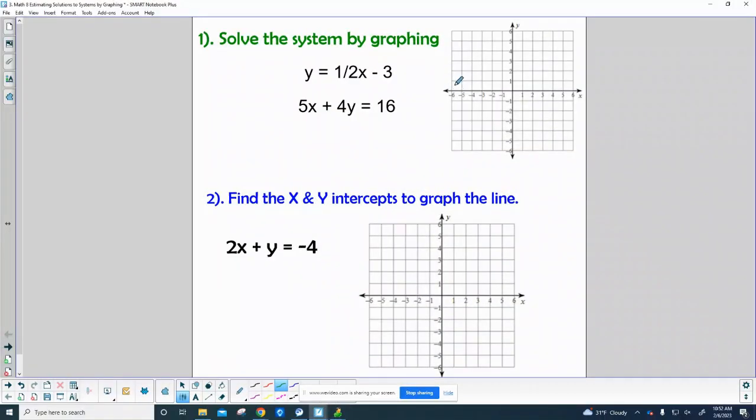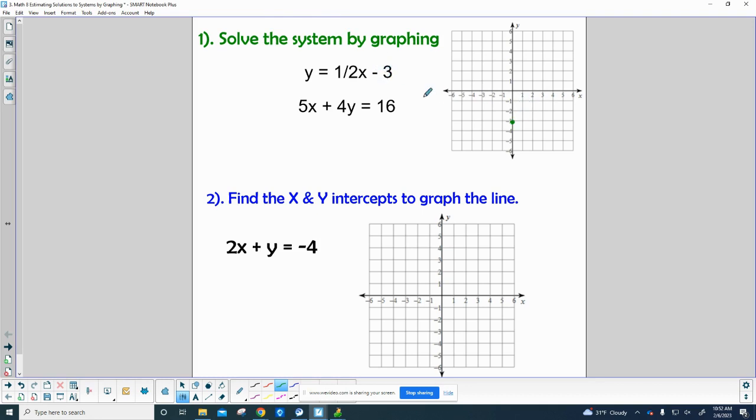All right, we're going to talk about solving systems today using estimation. Before we do that, let's review what we've been talking about the last few days: graphing a couple of systems and then seeing where they cross and finding their solution. Now, in this first system, we have a y-intercept of -3.